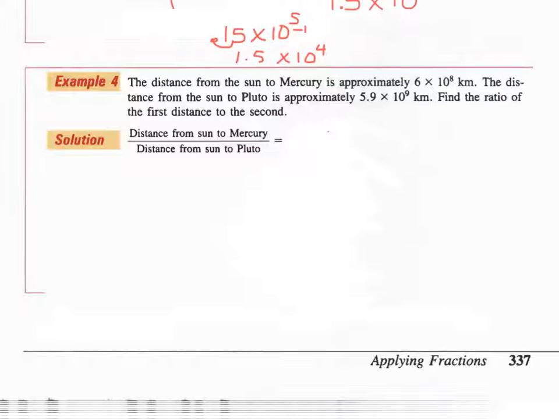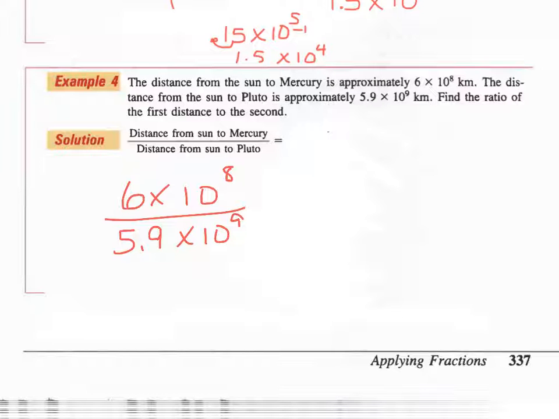So here it says the distance from the sun to Mercury is approximately 6 times 10 to the 8th kilometers, and the distance from the sun to Pluto is approximately 5.9 times 10 to the 9th kilometers. It wants us to find the ratio of the first distance to the second distance. So the first distance that was given to me was the distance from sun to Mercury. So I'll go ahead and write that in here. So 6 times 10 to the 8th. And then the second distance was the 5.9 times 10 to the 9th.